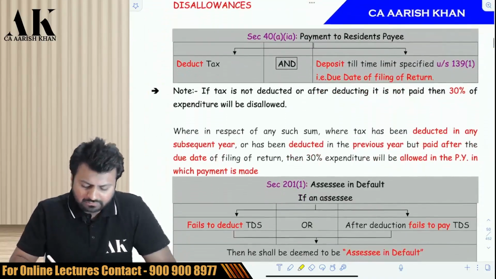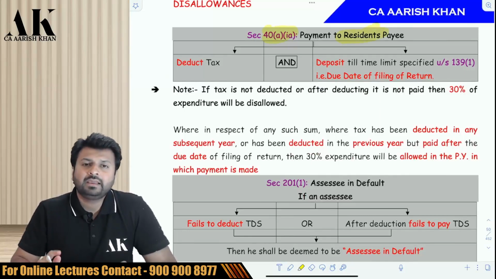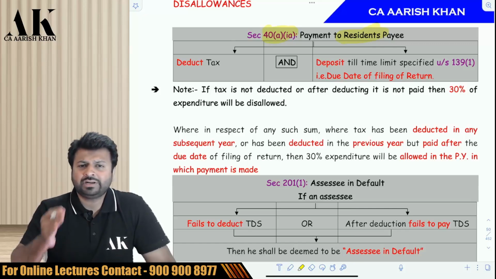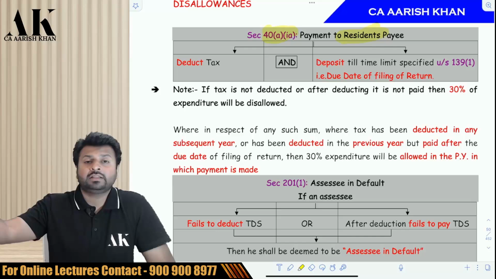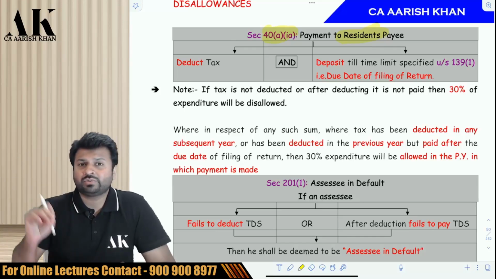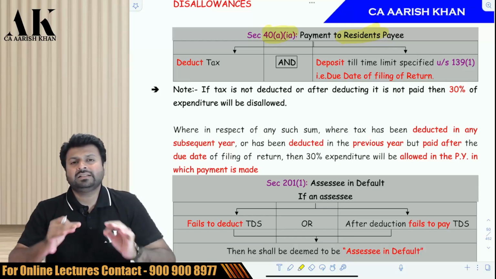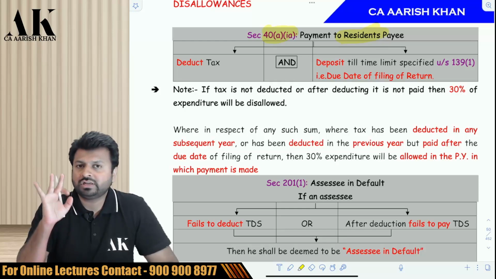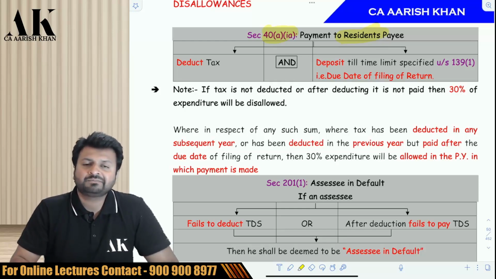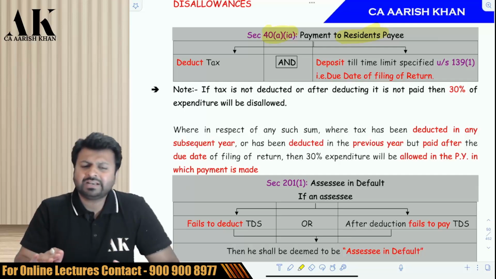Now, coming to 40A, clause A, subclause 1A, when you make the payment to residents, everything is the same except one change. If you make the payment to residents, again you have to deduct TDS in the same year and make the payment till the date of filing of return. If you do not do this in this year, this is a temporary disallowance, and it will be allowed in the subsequent year. Don't worry about it. But here, the disallowance will be restricted to 30% of your expenditure. It cannot be more than that. When you make the payment to a non-resident, it is 100%. Here it is 30%. Apart from that, everything else is the same.